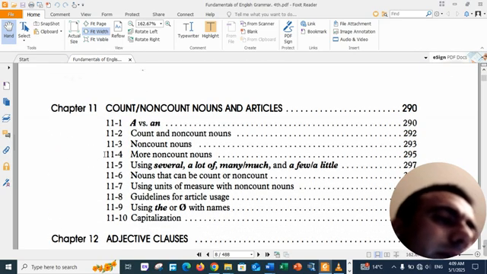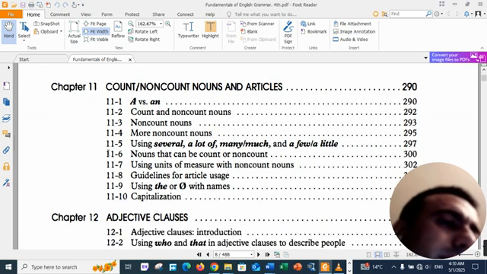Chapter 11, count or non-count nouns and articles. 11-1, a versus an. 11-2, count and non-count nouns. 11-3, non-count nouns. 11-4, more non-count nouns. 11-5, using several, a lot of, many, much, and a few, or a little.